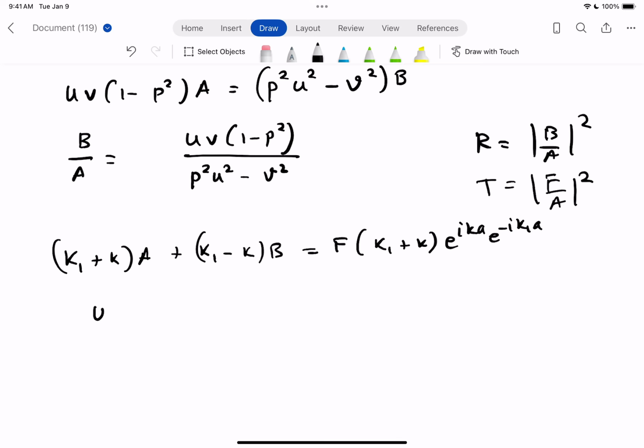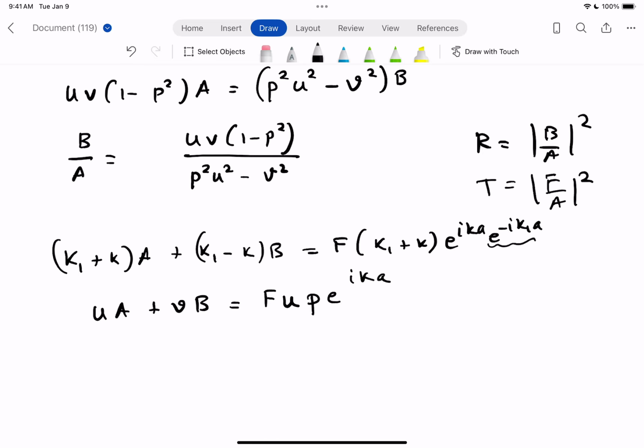Okay, so let's write this in terms of our variables. So this becomes UA plus VB is equal to F. This is U, F times U, and then I have the P, right? Actually, yeah, this is P, and then I have e to the power of I Ka. All right.